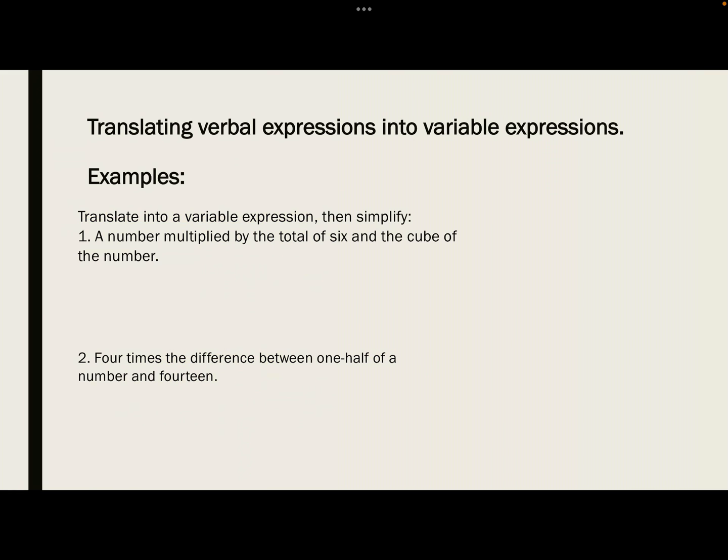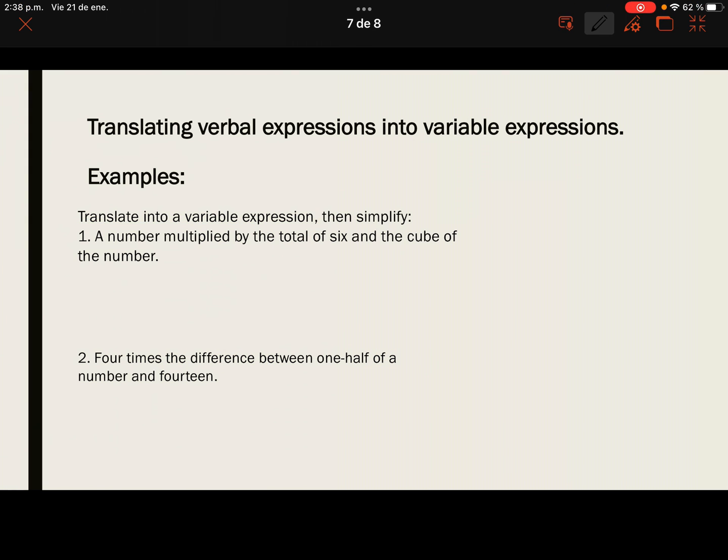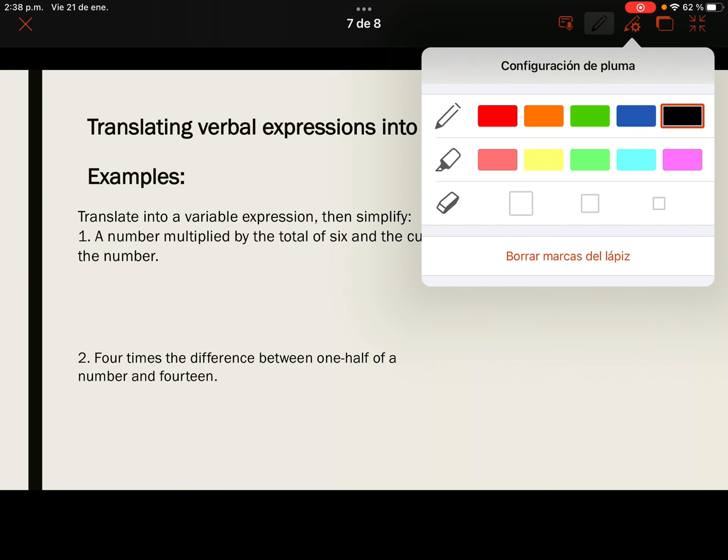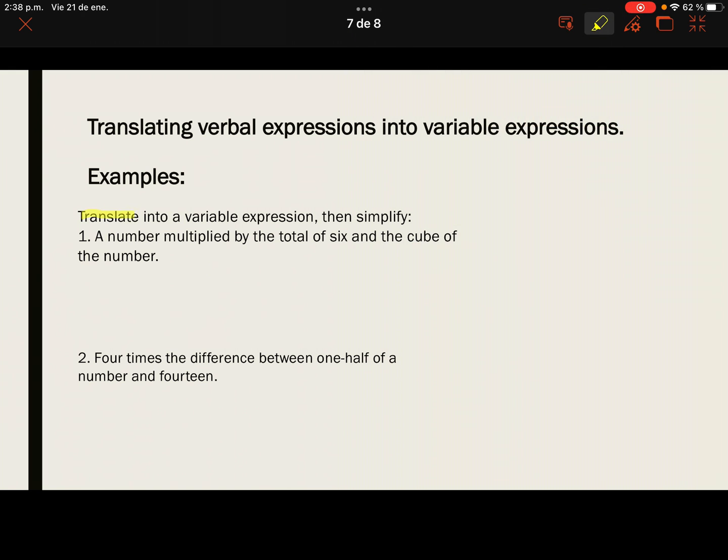Let's analyze more examples. Now let's read the instruction here: translate into a variable expression, then simplify. Be careful. Here we have not just to translate, we also have to simplify. Then let's do it. Identify the keywords: multiplied by means multiplication, the total of is an addition, the cube of indicates an exponent. Okay, that's all the keywords.